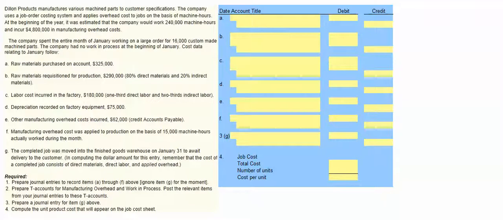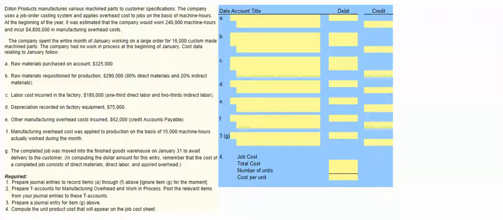Dillon Products manufactures various machine parts to customer specifications. The company uses a job order costing system and applies overhead cost to jobs on the basis of machine hours. At the beginning of the year, it was estimated the company would work 240,000 machine hours and incur $4,800,000 in manufacturing overhead costs.